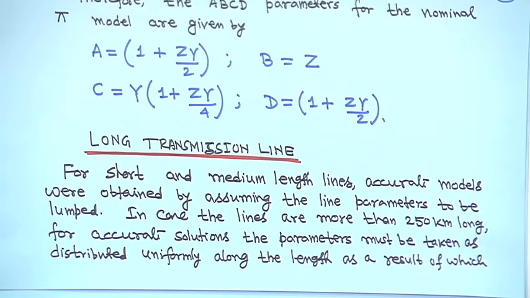Next is the long transmission line. For short and medium length lines, accurate models are obtained by assuming that line parameters are lumped. For the short line we have not considered anything. For the medium line we have considered that the admittance is lumped, half on each side, using the pi model. Only one thing I would like to tell: we do not use the T network.